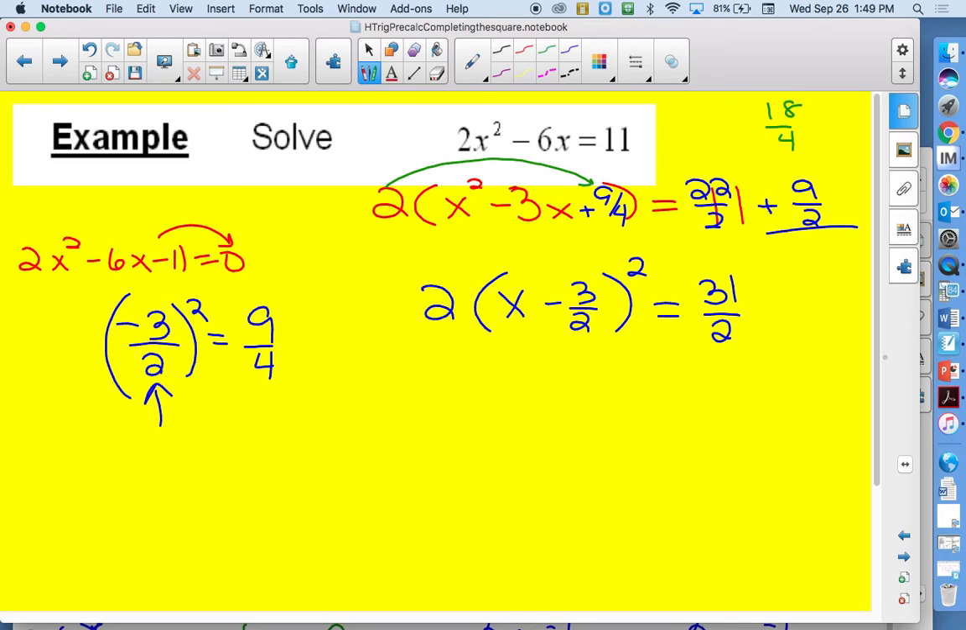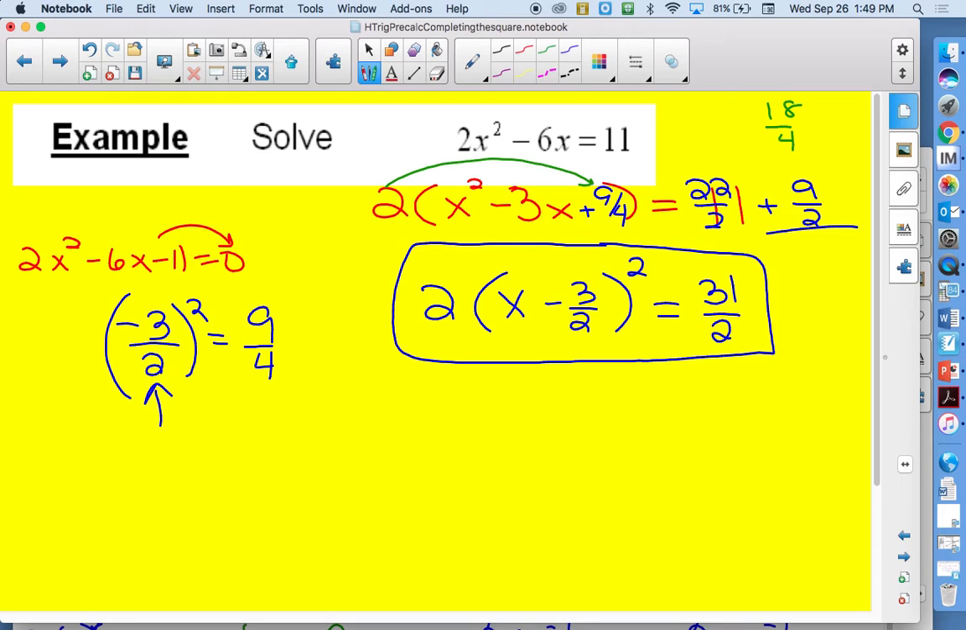Questions? So at this point, we have completed the square. We'll look at this as a parabola and do some things with it as a parabola. It does say to solve, so at this point we can continue to solve.